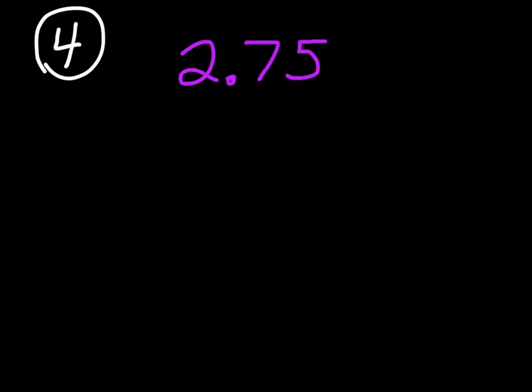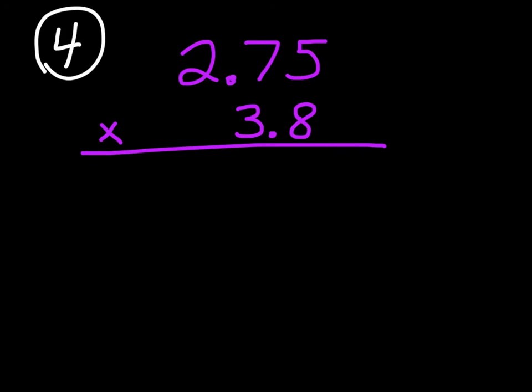We're going to do 22.75, and we're going to do 3.8. And we're going to multiply this. 8 times 5 is 40. Put down the 0. 8 times 7 is 56. 4 more makes an even 60. 8 times 2 is 16. 6 more make 22.